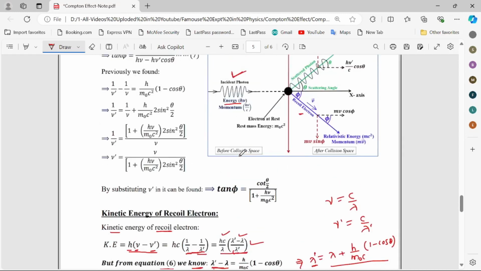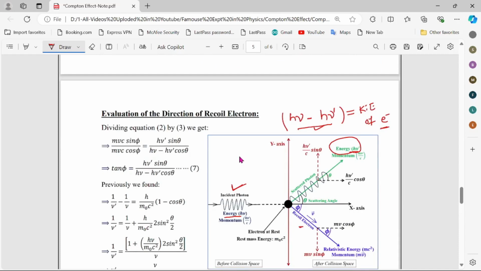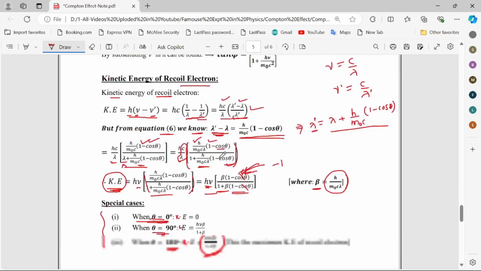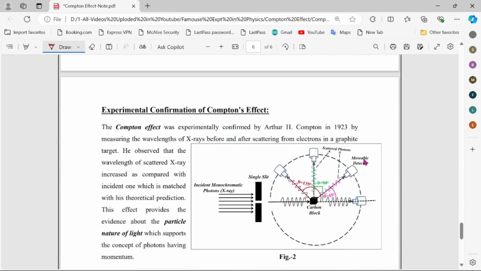Okay, so this is all about the discussion of the evaluation of the direction of the recoil electron and the kinetic energy of the recoil electron. In our next class we are going to discuss the experimental confirmation of the Compton effect.